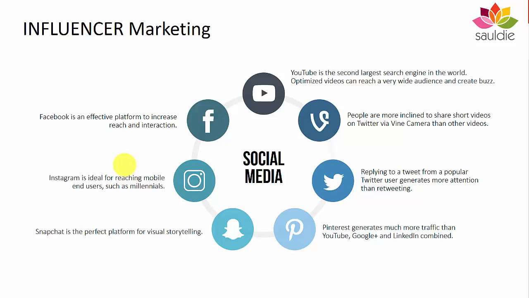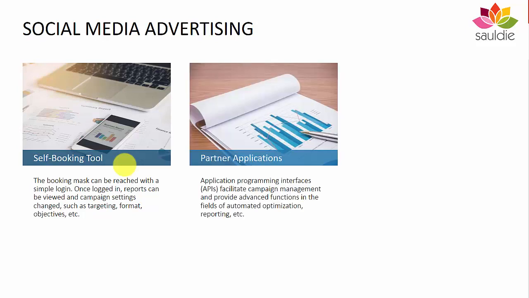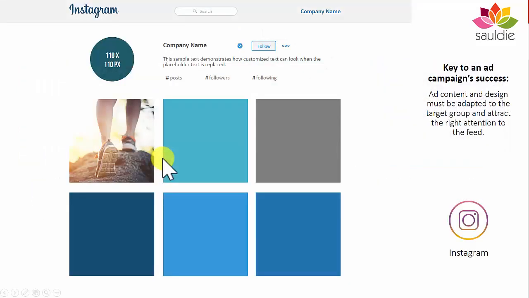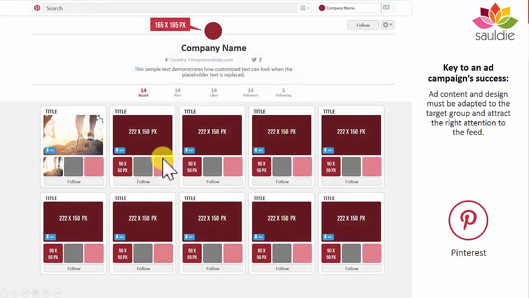So for all this, influencer marketing is good, but we should also be sending our own stuff on all these channels. Social media advertising means that we can use the self-booking tool of, for example, Facebook, and start advertising our posts. We can use partner applications, and we can also be in exchange and connect with other publishers and advertisers. So social media advertising is going to grow.